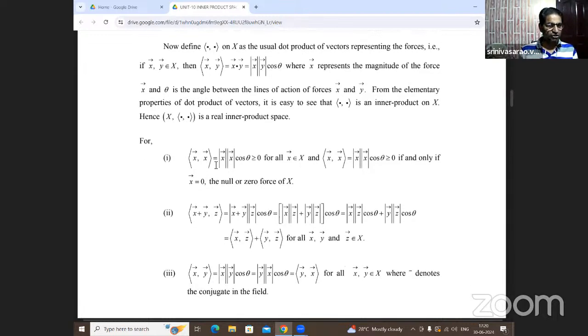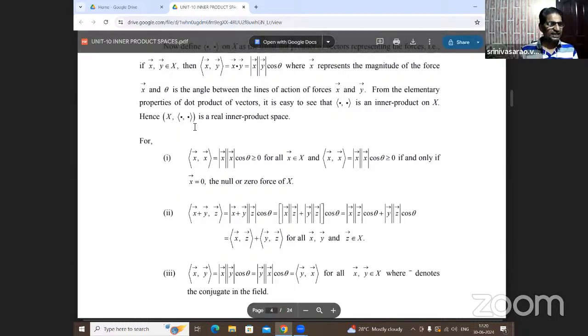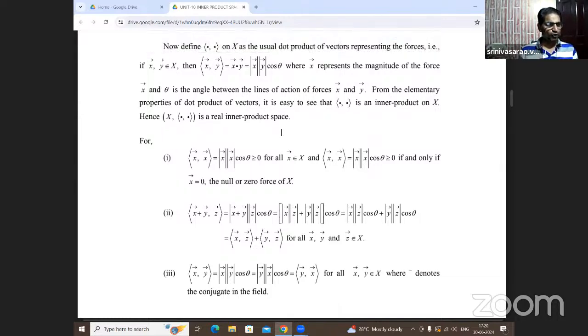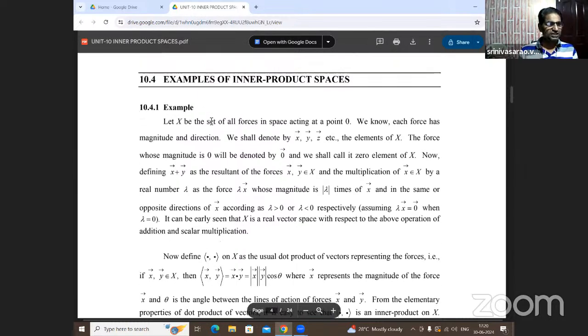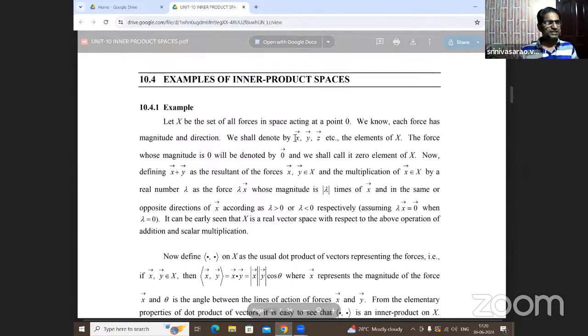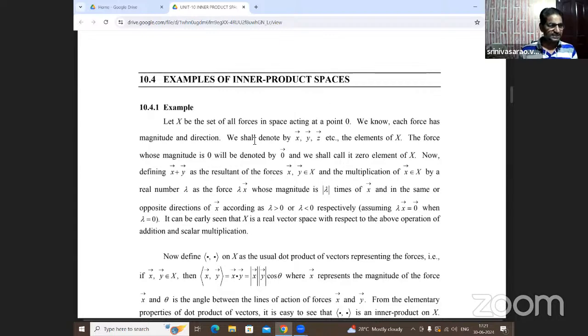Now according to this, the inner product is an inner product on X. It is a real inner product space. One example is X under inner product being a real inner product space: the set of all forces in space acting at a point O.